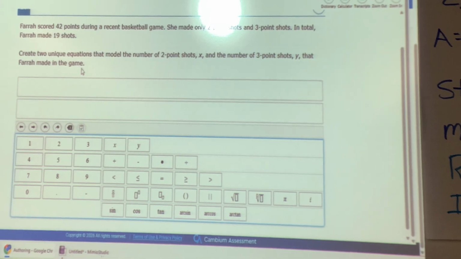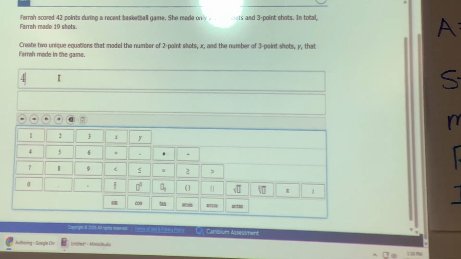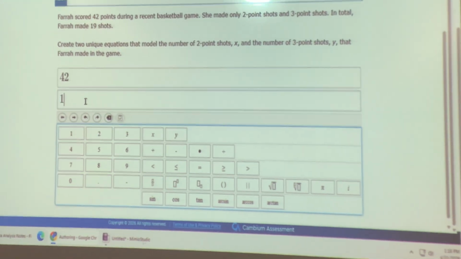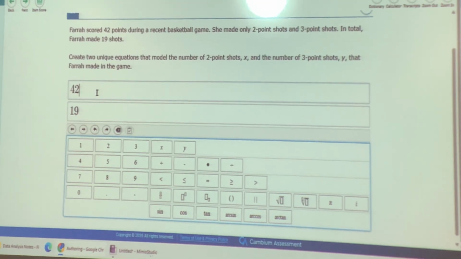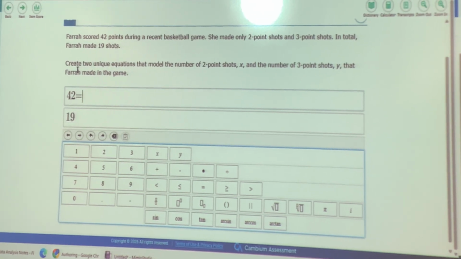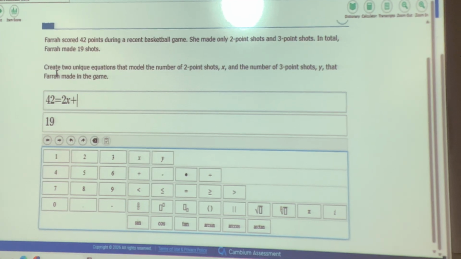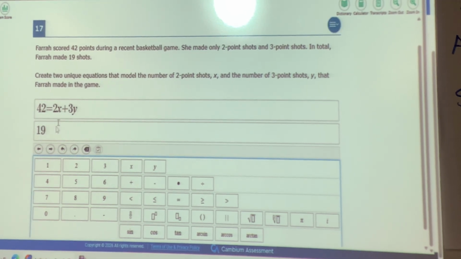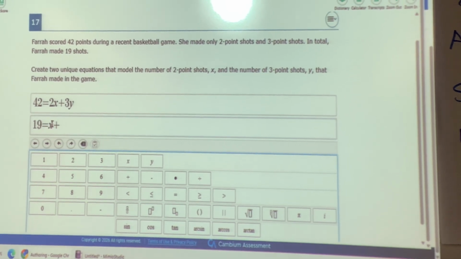Here we're writing an equation, so you're looking for your totals on this one. So one of the totals is 42, the other one is 19. To get to 42, because it's the bigger number, it's the one that gets the numbers with it. So 2x plus 3y on that one. The bottom one does not get the number, so it's just x plus y.